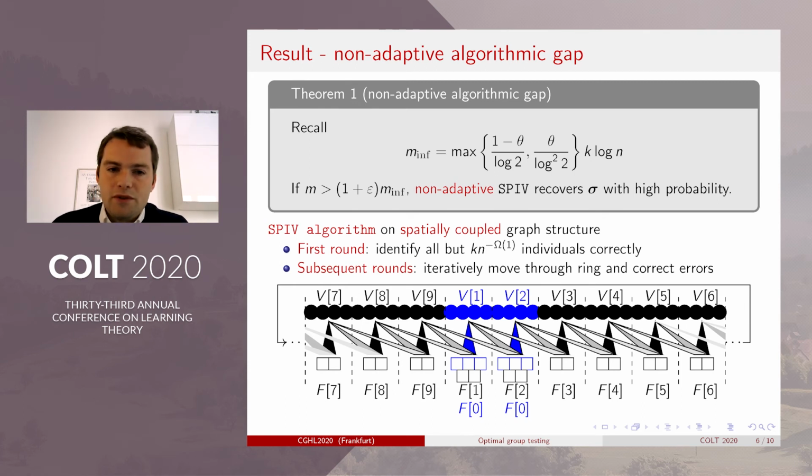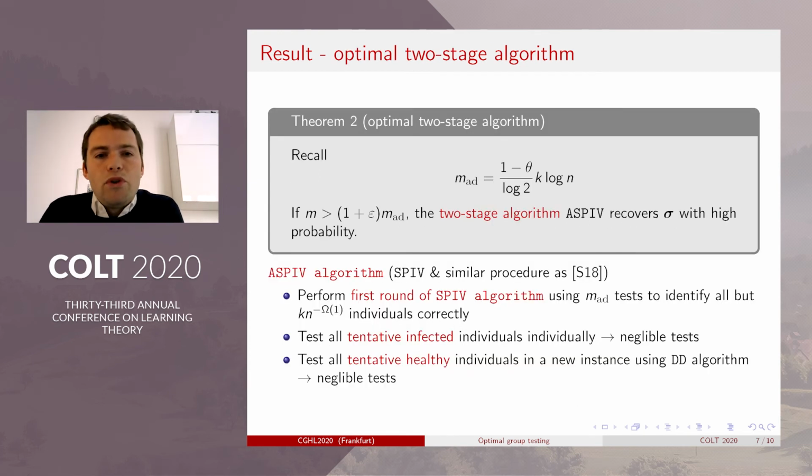in those subsequent rounds. And this insight that essentially the first round of SPIF succeeds all the way, even using the universal information theoretic lower bound number of tests, allowed us to, in a second step, come up with an optimal two-stage algorithm. We call this algorithm ASPIF and show that this algorithm recovers sigma with high probability all the way down to the universal information theoretic lower bound, thereby improving on the result by Scarlett, who provided a three-stage algorithm.